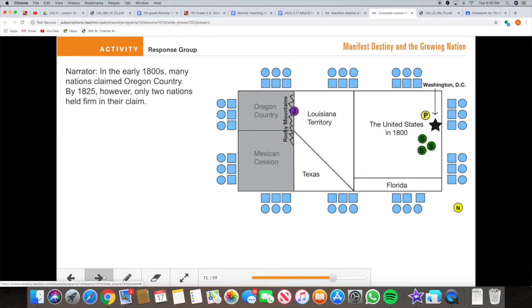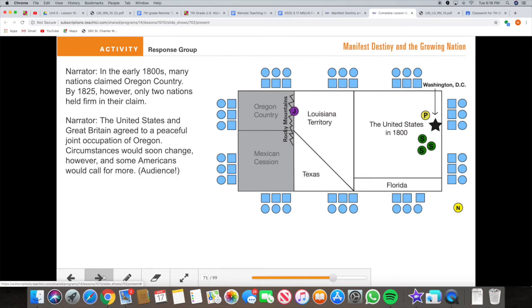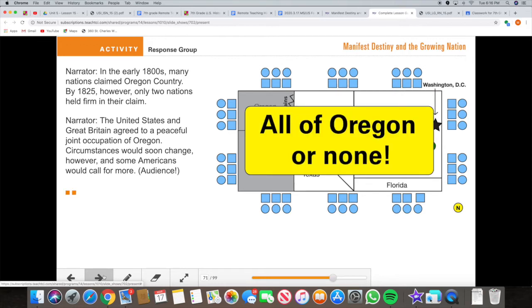In the early 1800s, many nations claimed Oregon country. By 1825, however, only 2 nations held firm in their claim. The United States and Great Britain agreed to a peaceful joint occupation of Oregon. Circumstances would soon change, however, and some Americans would call for more. All of Oregon or none.